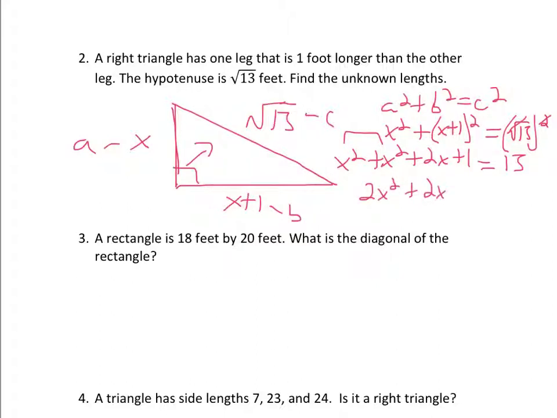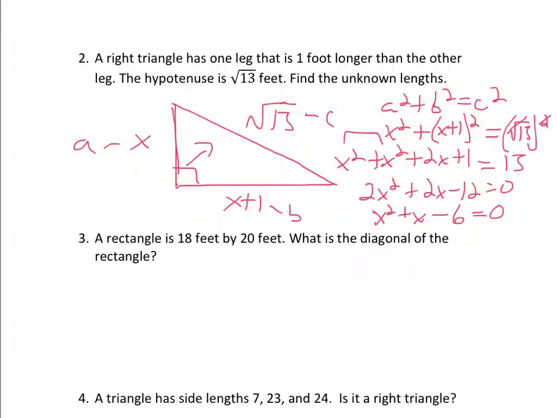Now, because we have an x squared and an x term, we probably want to get everything to one side, because it's going to be a quadratic. So subtract the 13 over, so we'll have a minus 12 equals 0. You can divide everything by 2, because they're all divisible by 2. So x squared plus x minus 6 equals 0. And from there we can factor.